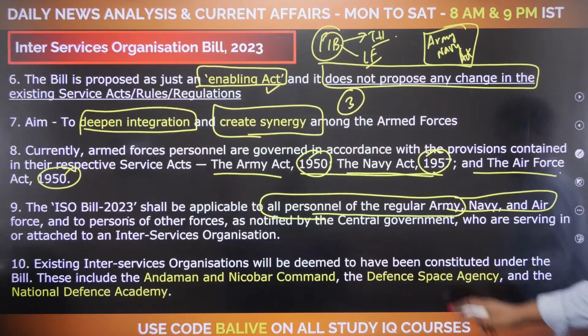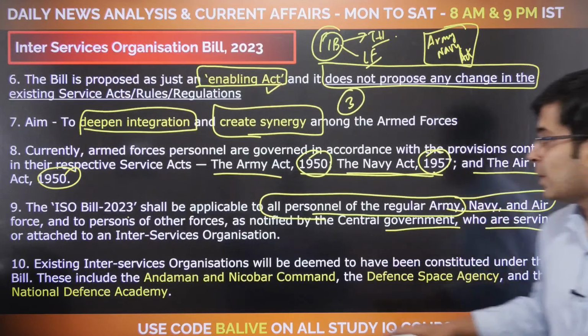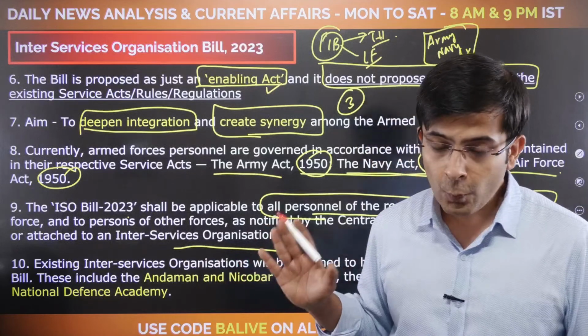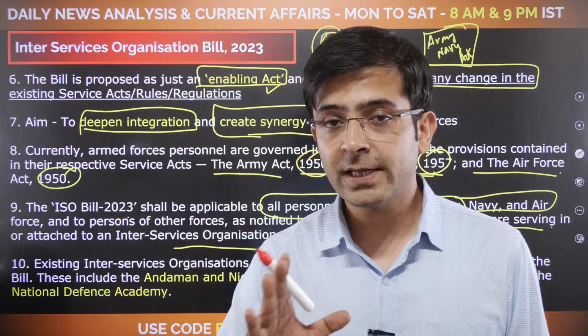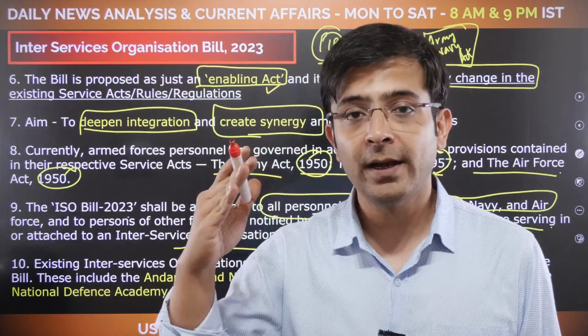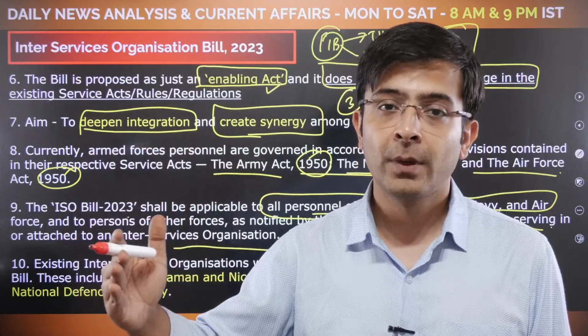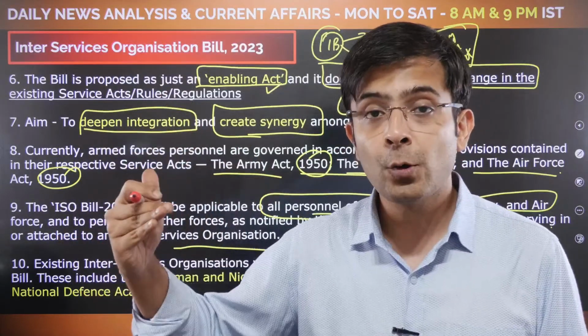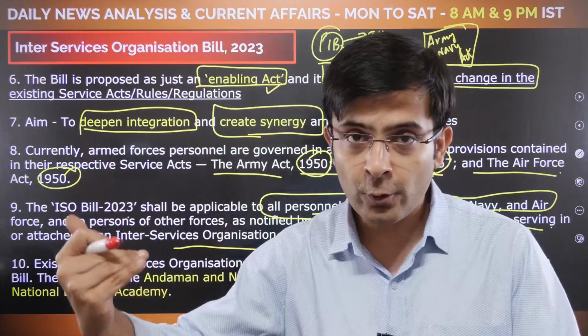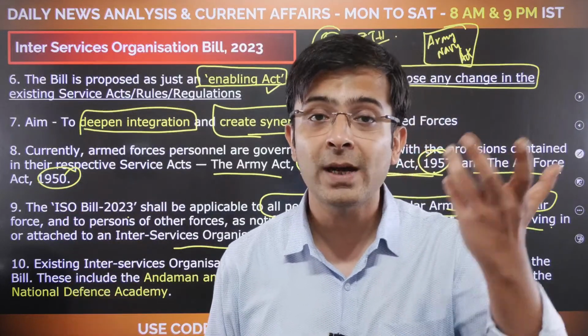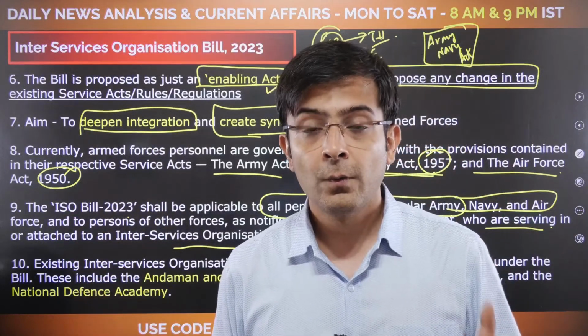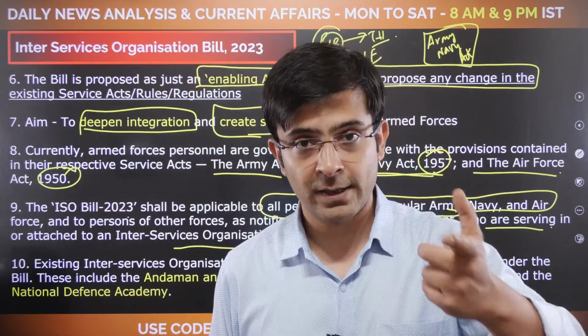So the ISO bill shall be applicable to all personnel of the regular Army, Navy, Air Force, as notified by the central government, who are now serving. What does it mean? It does not mean that it's going to be limited to Army, Air Force, Navy. Eventually, other stakeholders will also come into this. You might ask me, who are the other stakeholders? One such stakeholder is the Coast Guard.